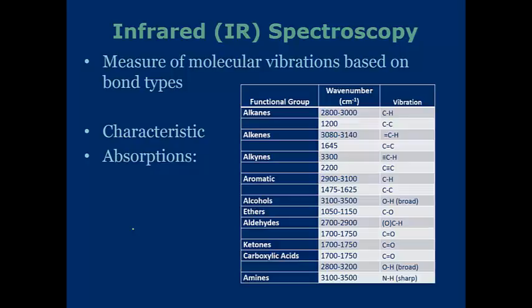Infrared, or commonly called IR spectroscopy, is a measure of molecular vibrations based on the bond types. Below to the right are some characteristic absorptions. Of these absorptions, it's important to take note that alcohols and ketones are going to be the ones that you will likely see. So the 1700 to the 1750 range and the broad 3100 to 3500 range are going to be the ones that you will see.